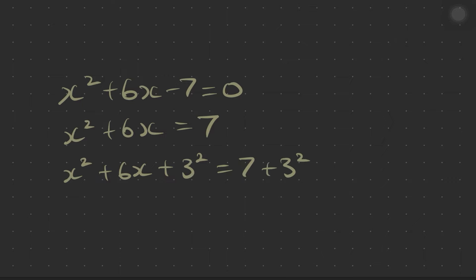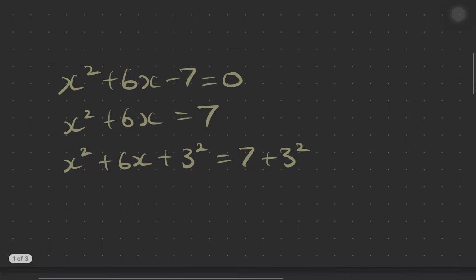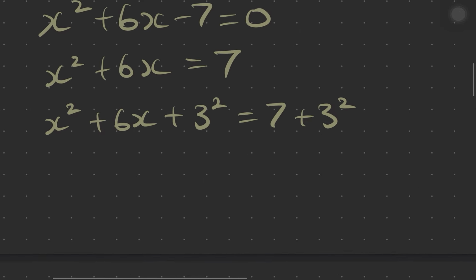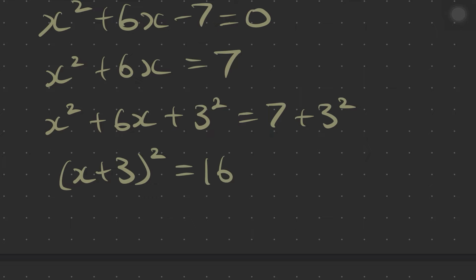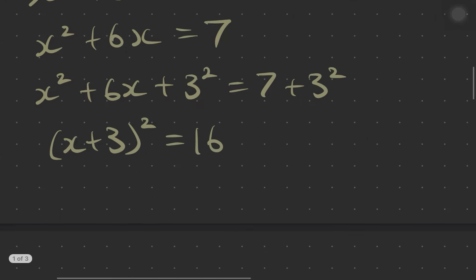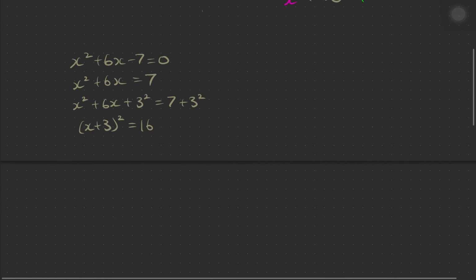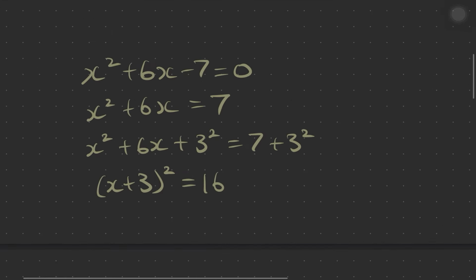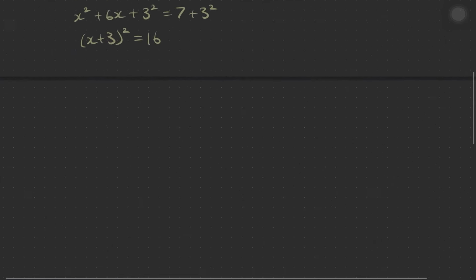You must also, whatever you add on one side, you must also add on the other side, or you change the whole meaning of the equation. So after I've done this, I can now write this in the other form, which is (x + 3) squared equals 7 plus 9, which is 16. And then from here on, you can just go and solve it. Yeah? But for now, I'm just showing you how to perfect square it.